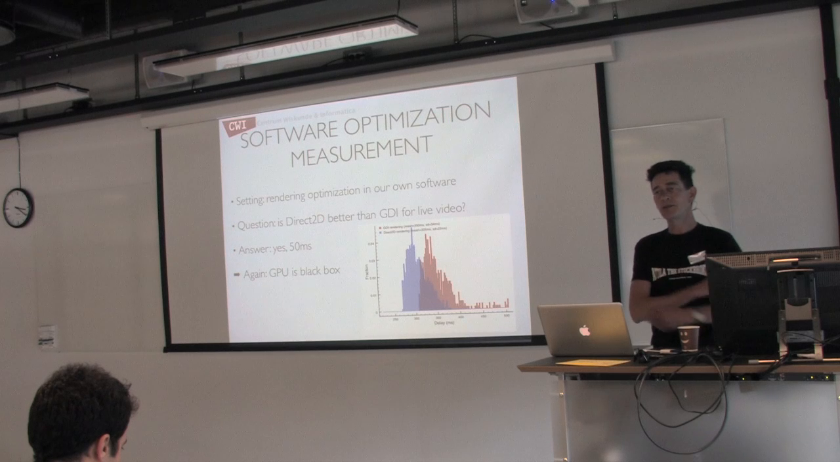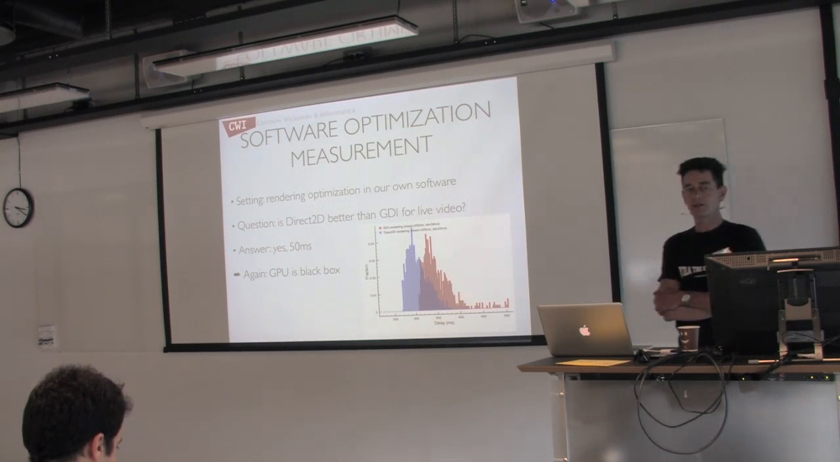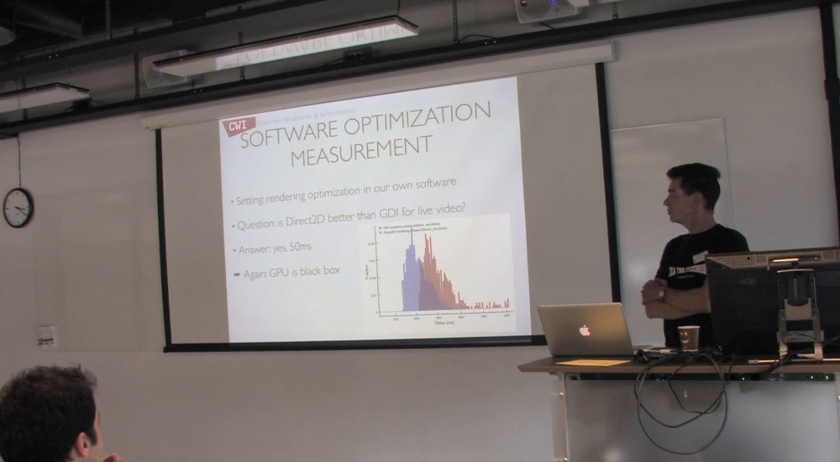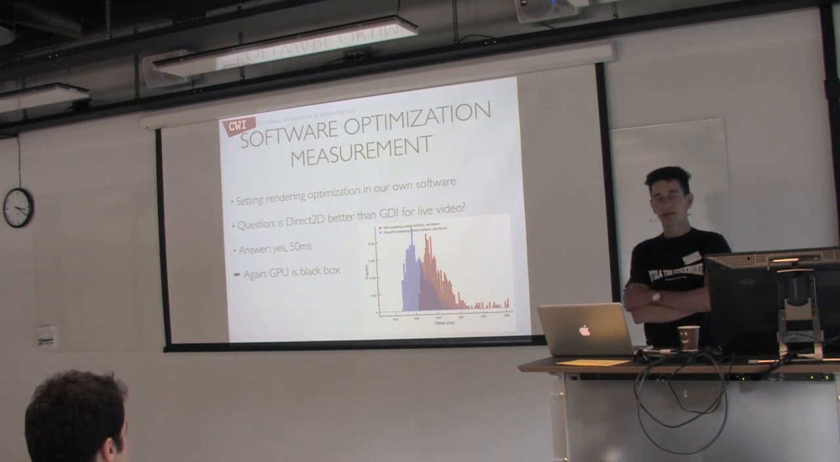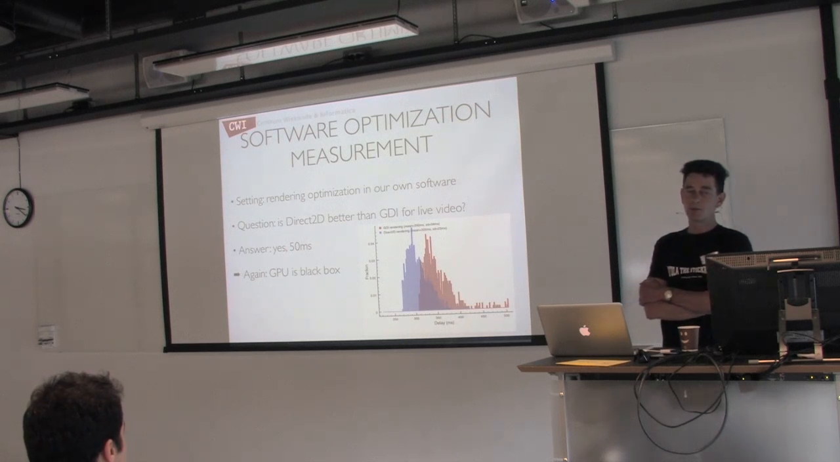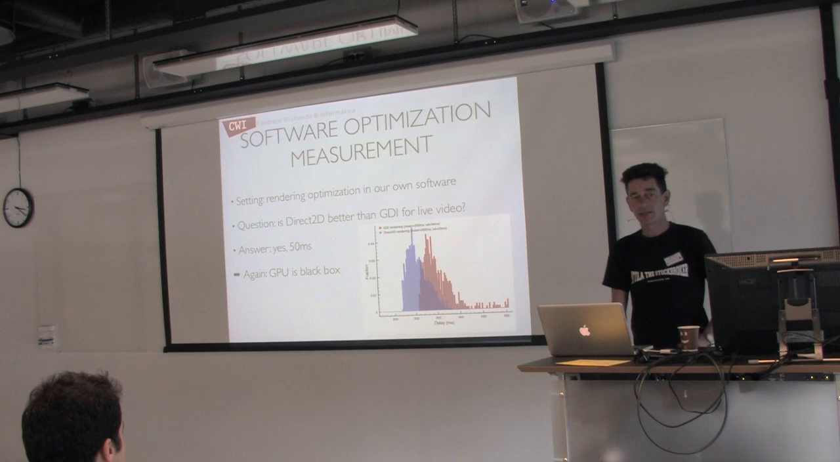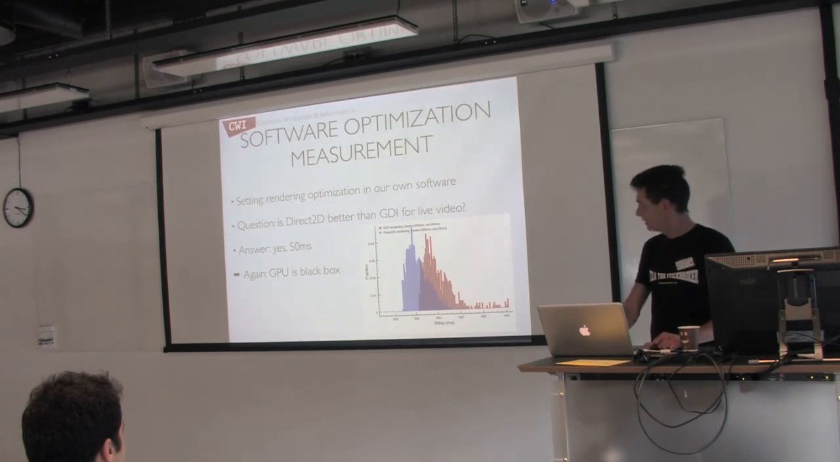Again, the GPU is a black box, and even if you have a tool measuring CPU performance, that's easy. There may be tools that help you to measure GPU performance, but there are no tools that allow you to compare CPU performance to GPU performance. So we just treat it as a black box. We measure the end result, and then we get these numbers out.